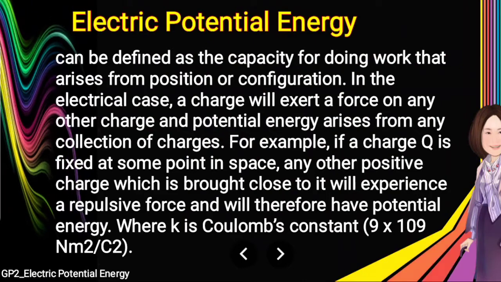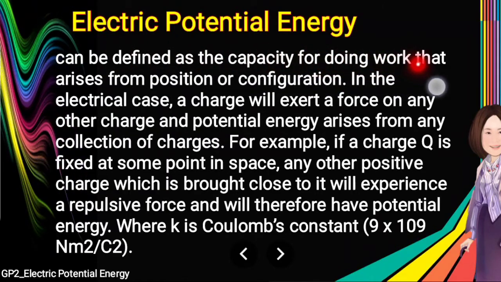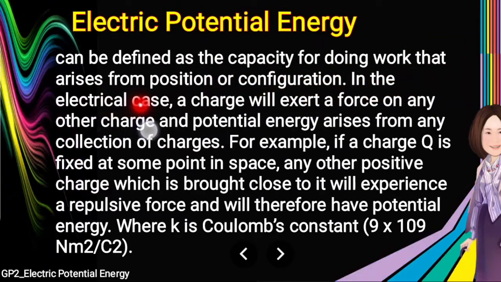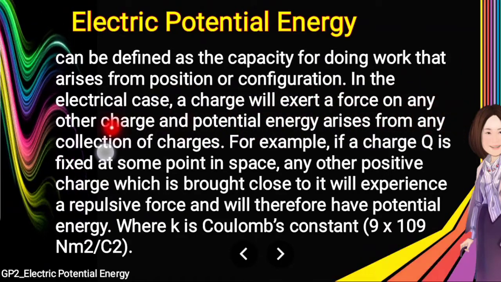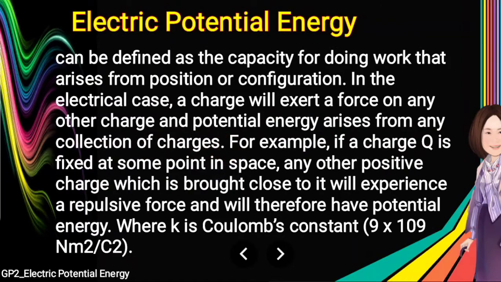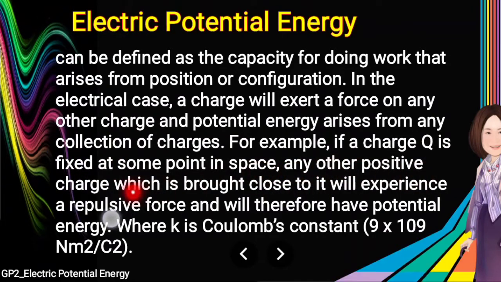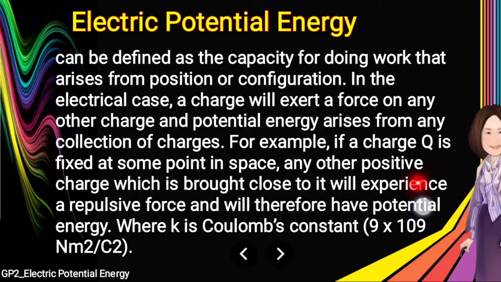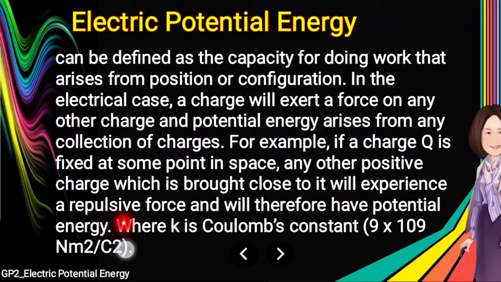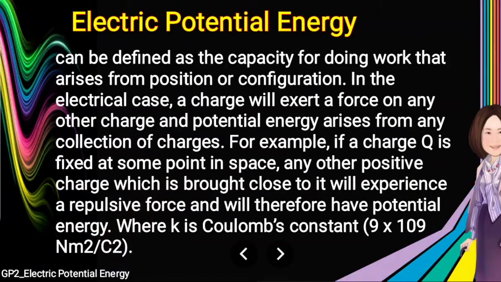So we have here electric potential energy. Electric potential energy can be defined as the capacity for doing work that arises from position or configuration. In the electrical case, a charge will exert a force on any other charge, and potential energy arises from any collection of charges. For example, if a charge is fixed at some point in space, any other positive charge brought close to it will experience a repulsive force and will therefore have potential energy, where k is Coulomb's constant, 9 times 10 raised to 9 newton meter squared per coulomb squared.